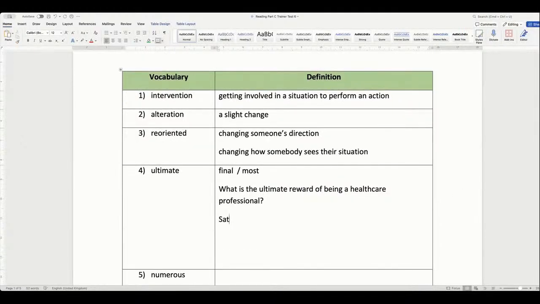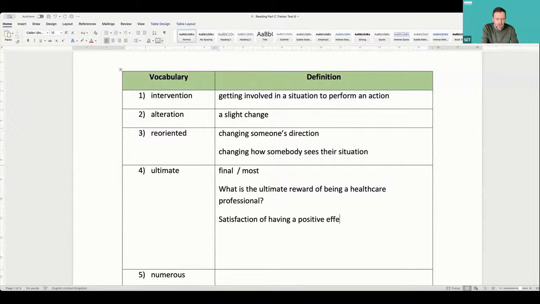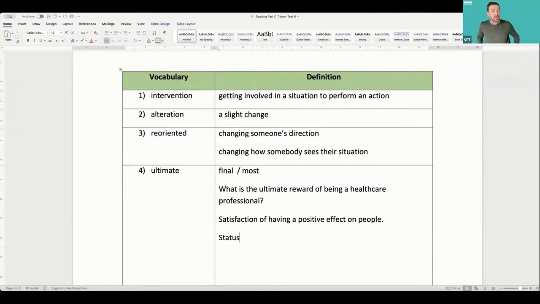Satisfaction and making a positive effect on people. Okay, the satisfaction of having a positive effect on people. Wow. Now some people might say a good salary. I don't know. Maybe it's status, maybe being respected in society. Maybe that's the ultimate reward of being a healthcare professional. It's up to you. You can decide. But I like this. I think most healthcare professionals think this.